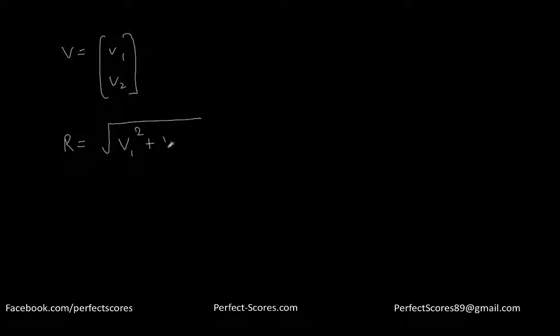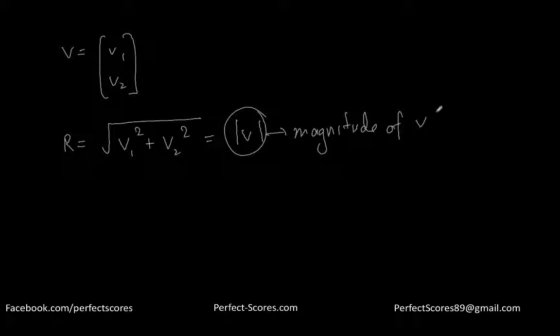Now let me define what I'm doing here. If you have a vector v with v1 and v2 as components, that means the resultant is simply going to be equal to the square root of v1 square plus v2 square. And the way you represent this is like this. This is how you write the magnitude of v. So this is how you find the value of the magnitude of a vector.